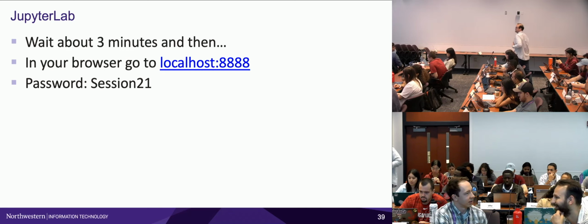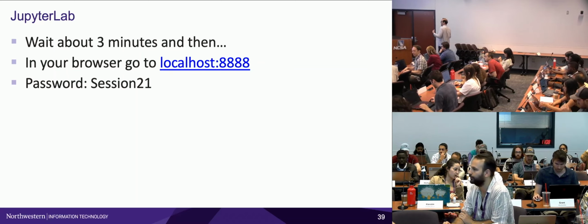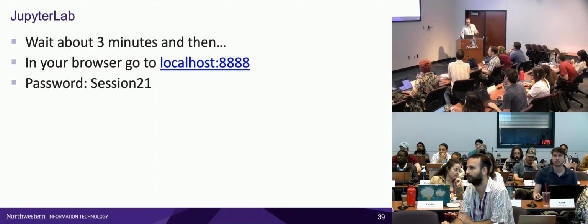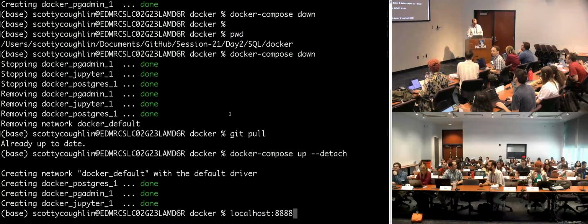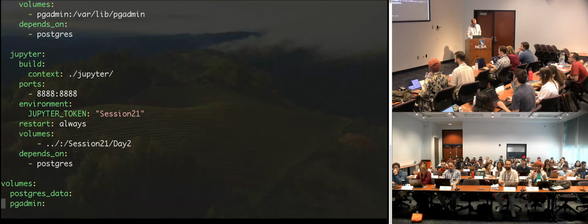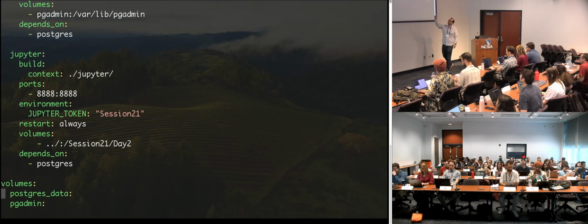Great question. We had a question from Marcus who wanted to know, how is Jupyter even running? Why would I know that Jupyter is running and where to go? So in Docker, you can see that one of the sections of the YAML file here is called Jupyter.